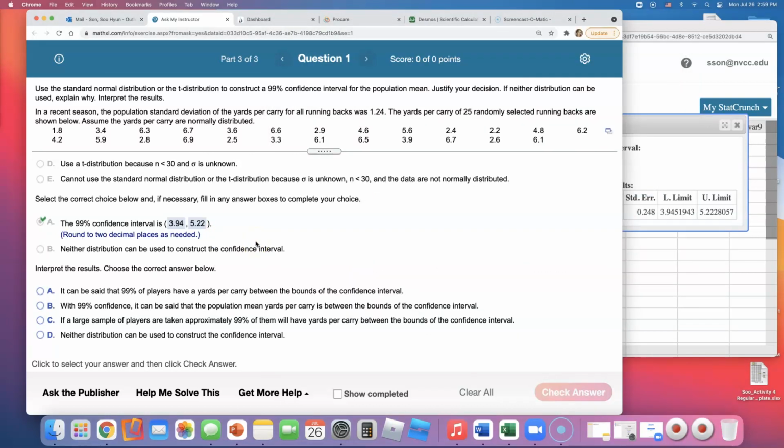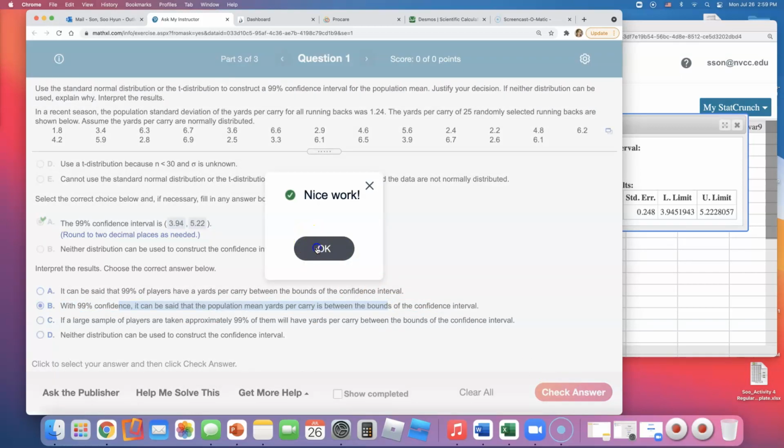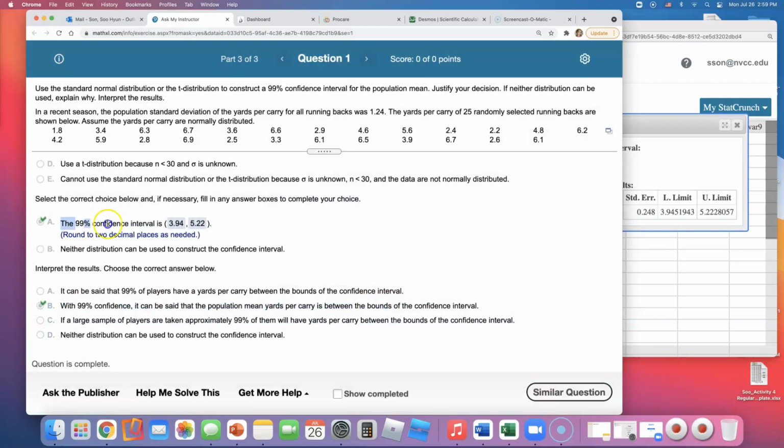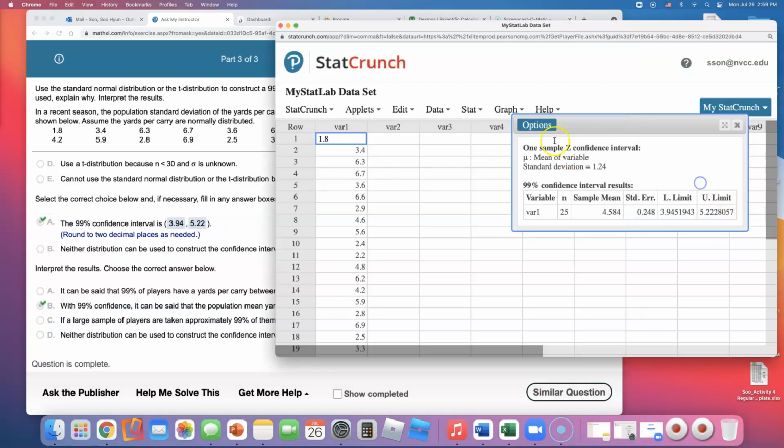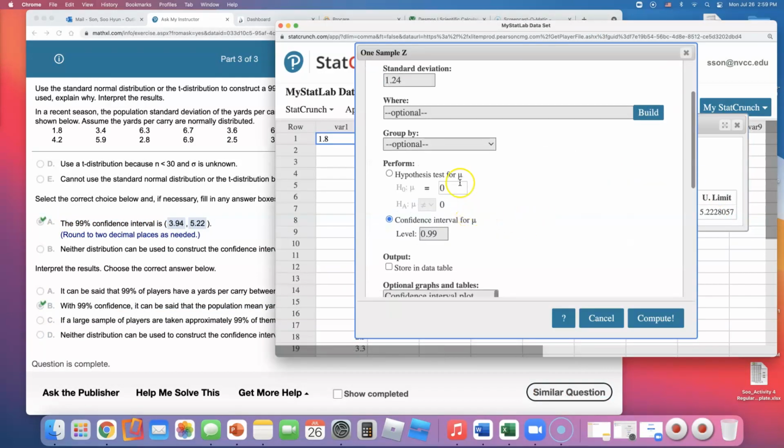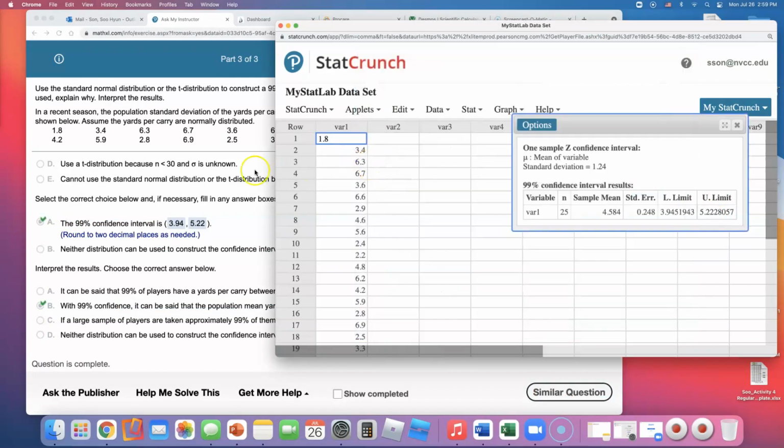It says interpret the result. With 99% confidence, it can be said that the population mean yards per carry is between the bounds of the confidence interval. So that's how you can find the 99% or 95%. You just have to make sure to type in the population standard deviation.